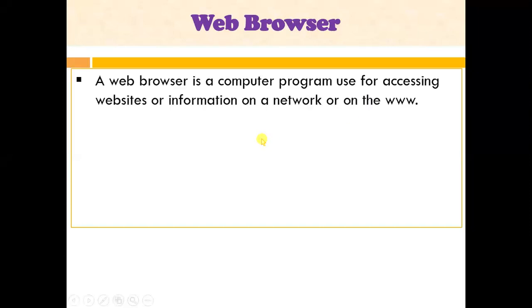So a browser is a computer program. And what is the purpose of that? It is used for accessing websites or information on a network on the World Wide Web. www means World Wide Web. So what is a web browser? It is nothing but a computer program, and it is going to help you to access the websites or information on a network or on the World Wide Web.